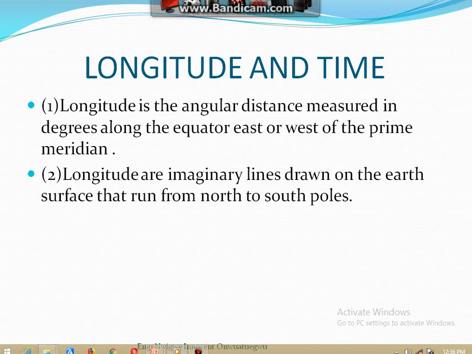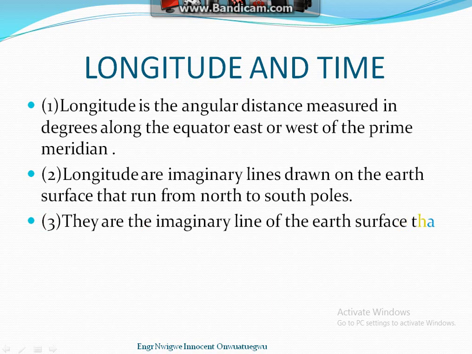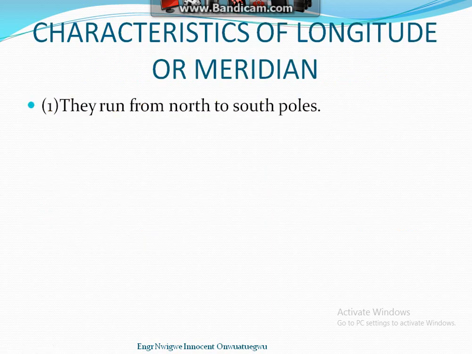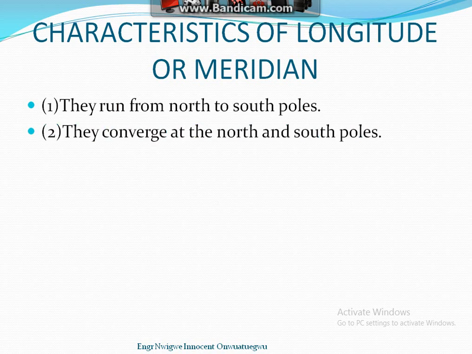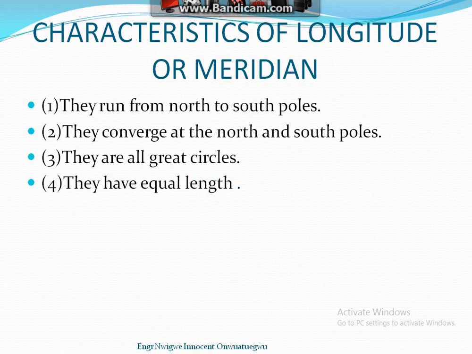surface that are called the meridian. Characteristics of longitude or meridian. 1. They run from north to south poles. 2. They converge at the north pole and south poles. 3. They are all great circles. 4. They have equal length. 5. They are called meridians.